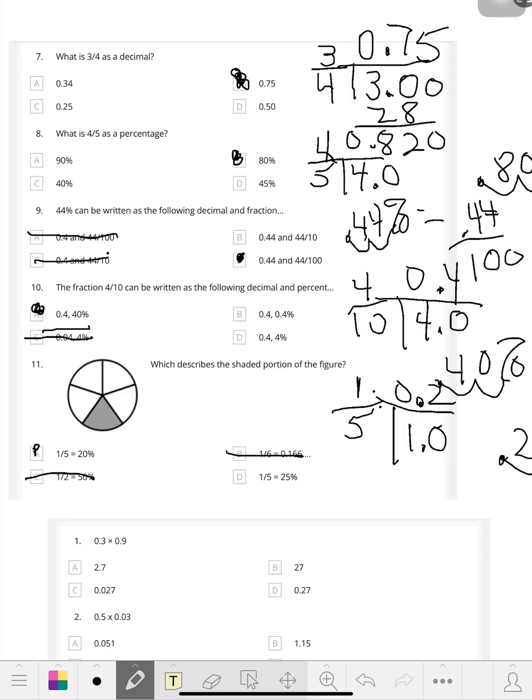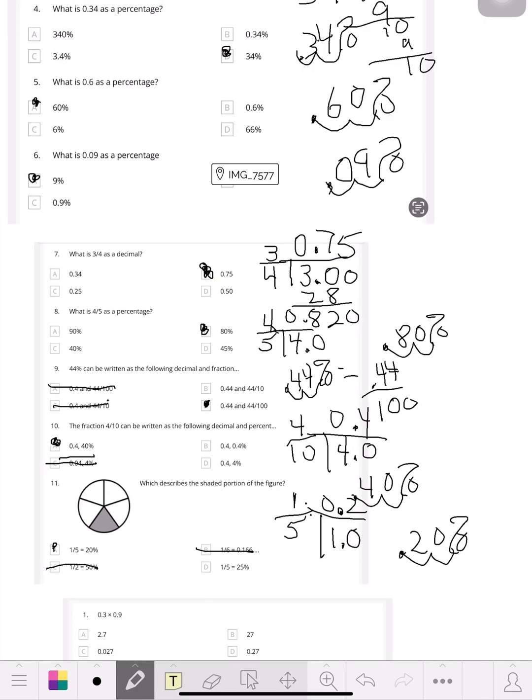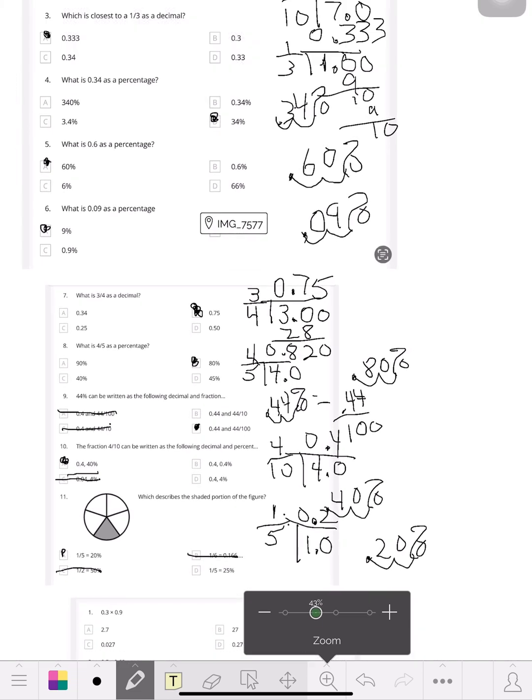Now, the next one's multiplication of decimals. I'm not going to go into that. I'll do that for the next one, and we'll just end it on this. So you can just review it.